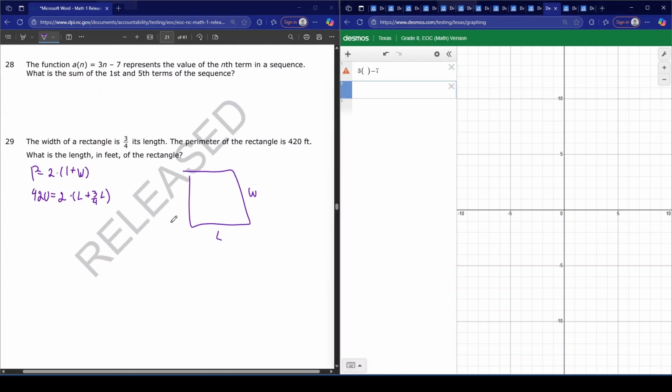Alright, question 28. The function a(n) equals 3n minus 7 represents the value of the nth term in a sequence.